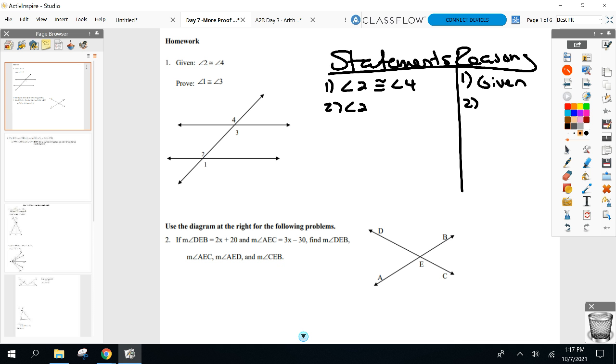Good. Angle 2 is congruent to angle 1. Now, some of you may have 3 and 4 instead. That's fine. We're going to do it the same way, and we're going to end up in the same spot. Why is that true, Quan? Good job. Vertical angles are congruent.